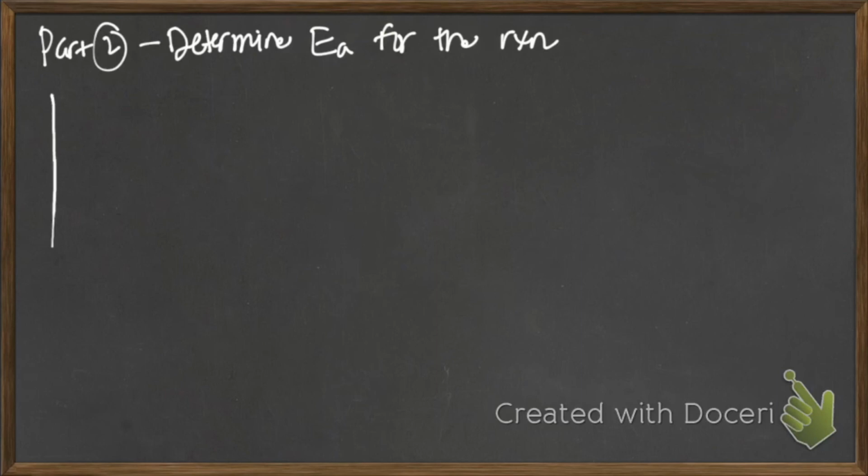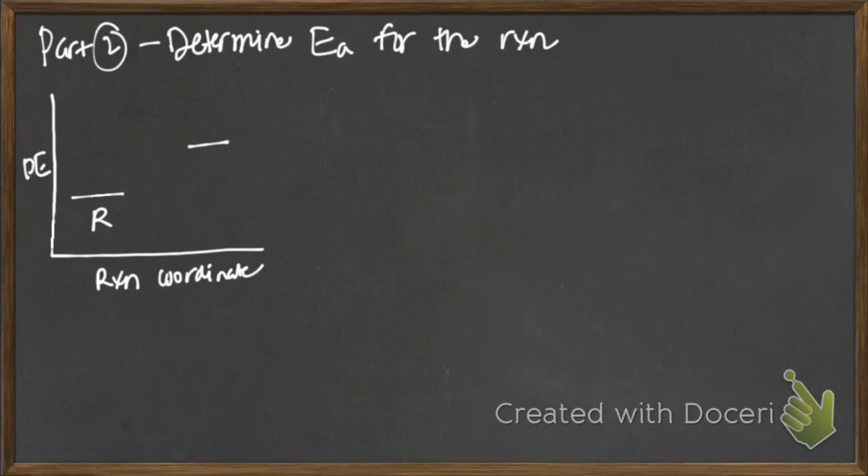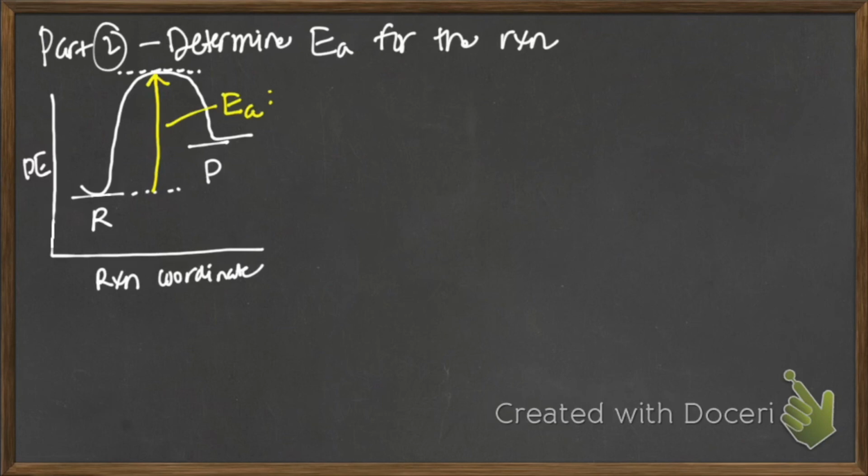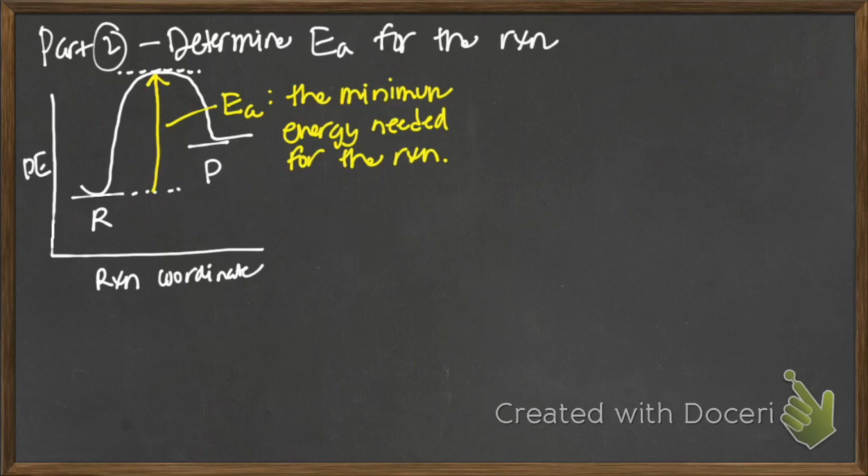I'm going to draw a potential energy diagram here with potential energy on the y-axis and the reaction coordinate on the x-axis. And we are going to think about our reactants starting at some potential energy and our products having some final potential energy. And we have to climb a hill to get there. And the difference between where the reactants are and the top of the hill is our activation energy. Okay, so that yellow arrow represents the activation energy. And the definition is it's the minimum amount of energy required for the reaction to occur. Okay, the minimum energy needed for the reaction.